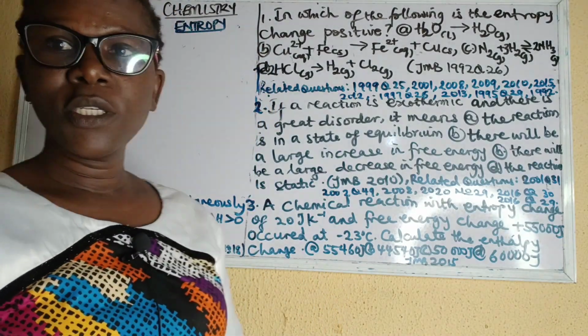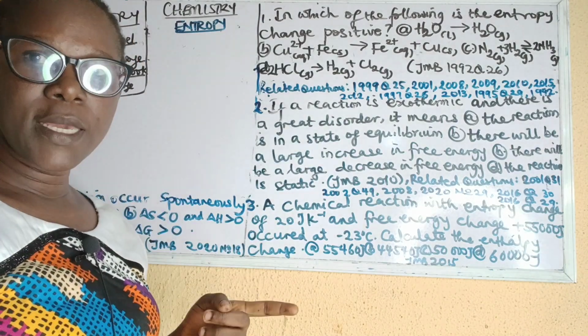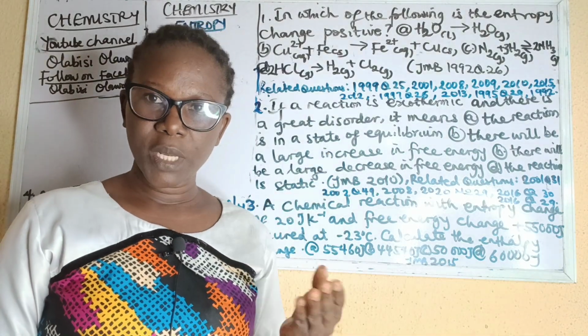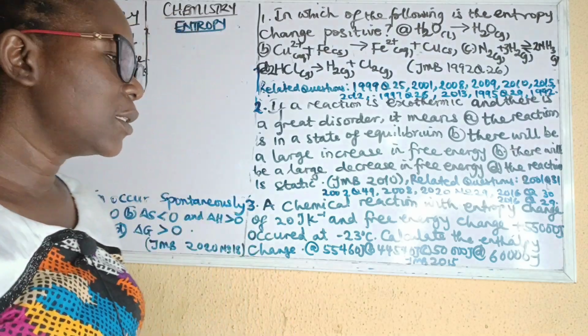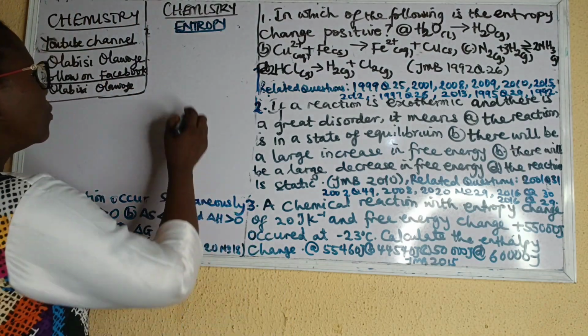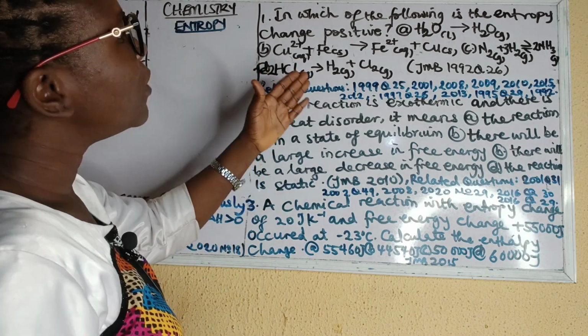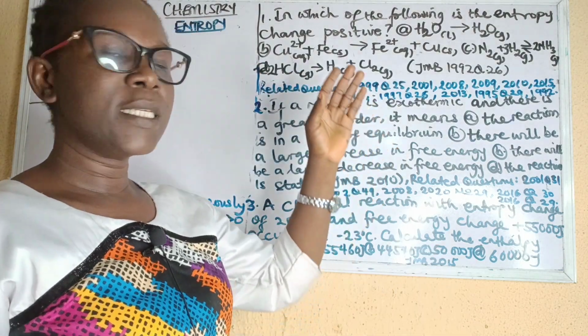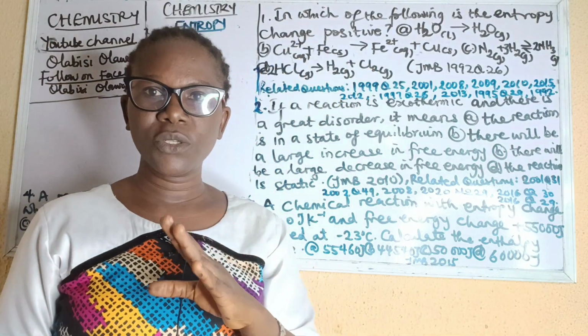Now, if a reaction is spontaneous, the entropy will be high, the temperature will be high or moderate, and the enthalpy change, which is the heat of reactant, will be very low. Entropy is the degree of disorderliness in a substance, and it is higher in reactions involving a gaseous phase.